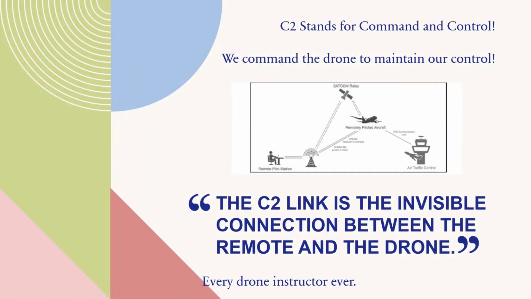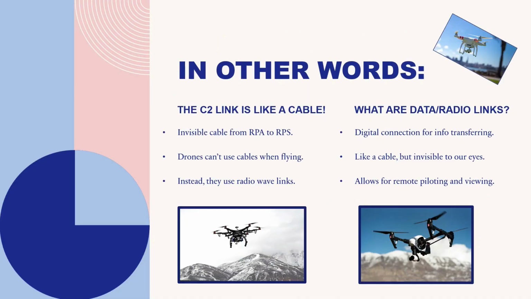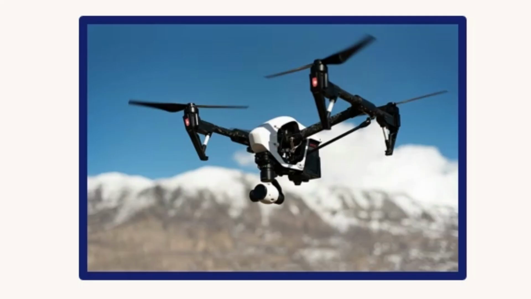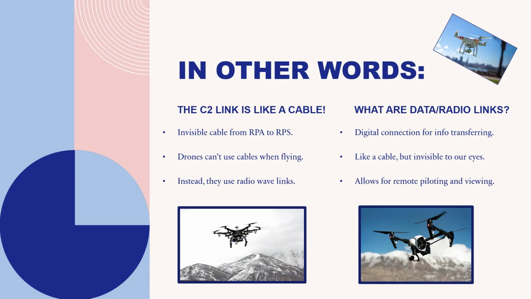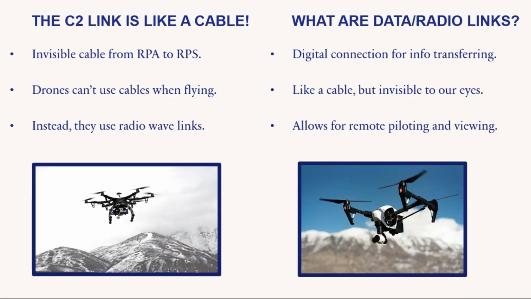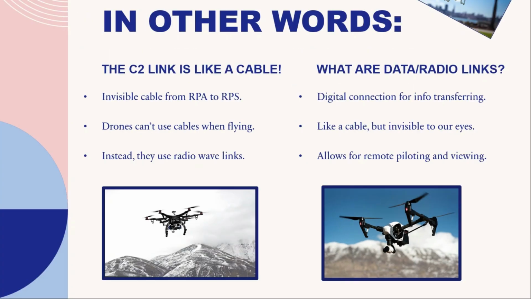You get multiple different types of C2 links. You also get C3 links. In other words, the C2 link is like a cable. It is an invisible cable from the RPA, or the drone, to the RPS. Drones can't use cables when flying. So instead, what we do is we use radio wave links, which these specific ones are called C2 links.